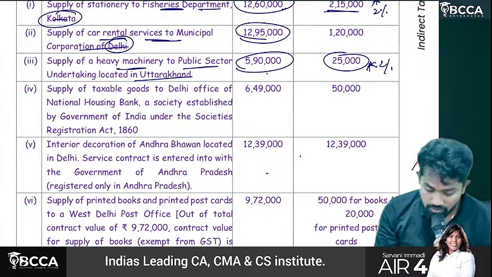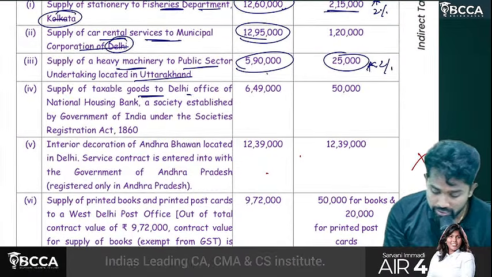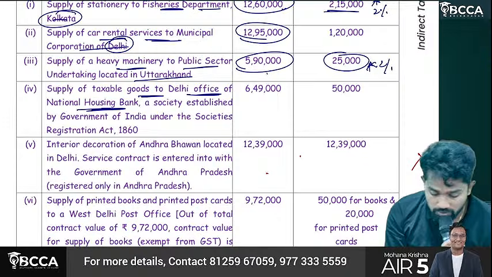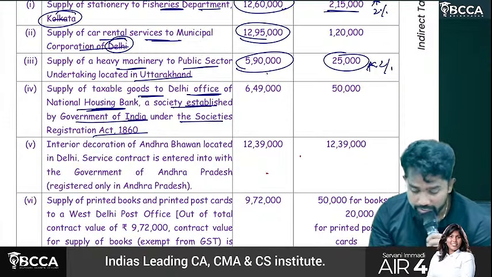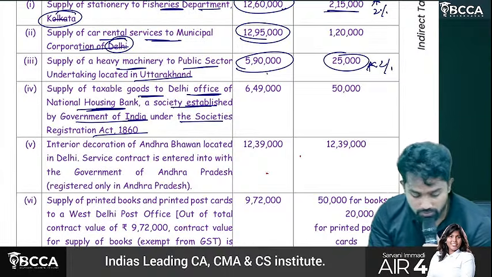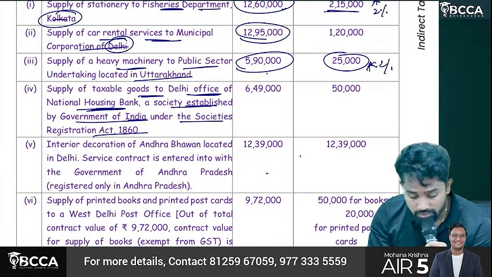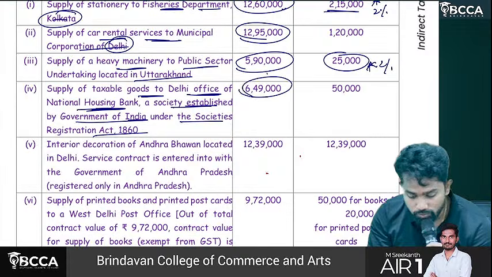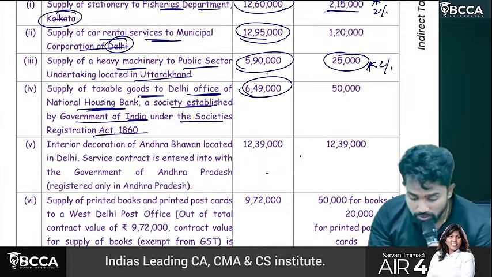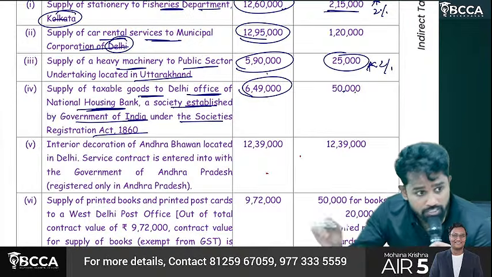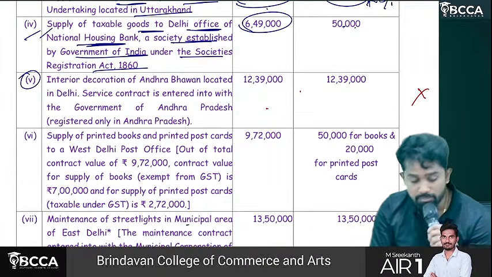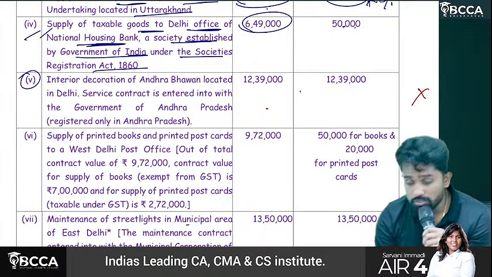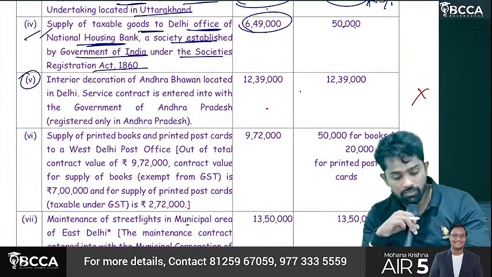Then supply of taxable goods to a Delhi office of National Housing Bank, a society established by government under the Society Registration Act. Sir, this is within the state, so CGST and SGST. 6,49,000 means more than 2.5 only. How much, sir? 50,000 into 1%, 1%: 500 CGST, 500 SGST. Then fifth point, sir, rent-a-cab, whether TDS is applicable or not. If not, what is the reason? If yes, why applicable?